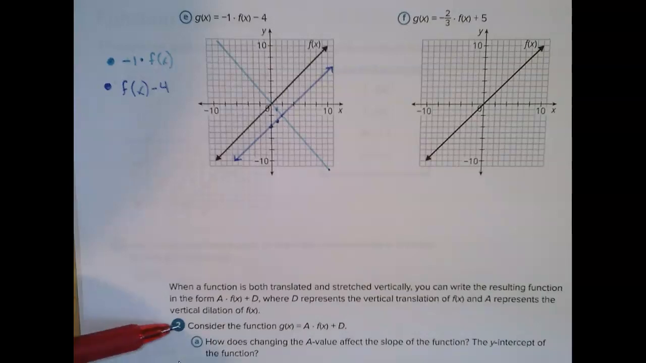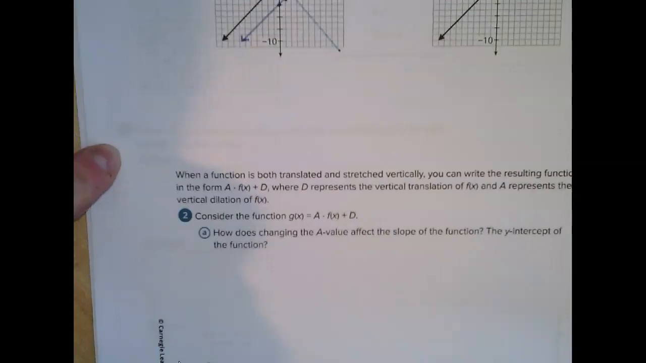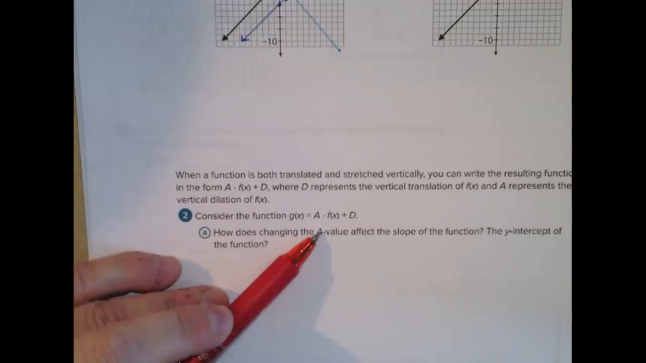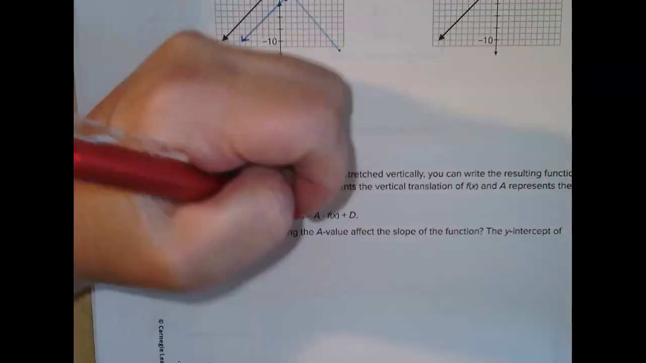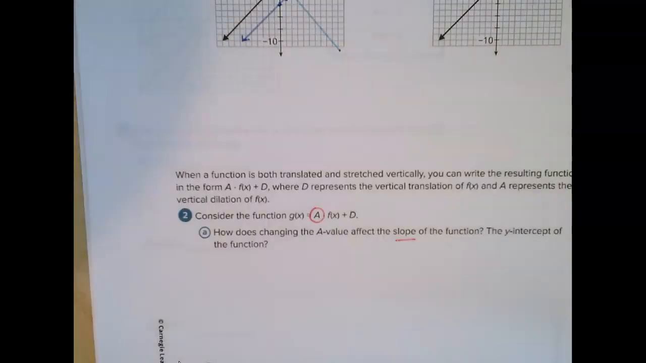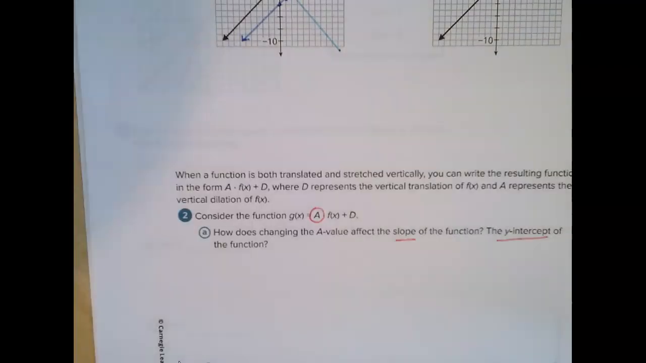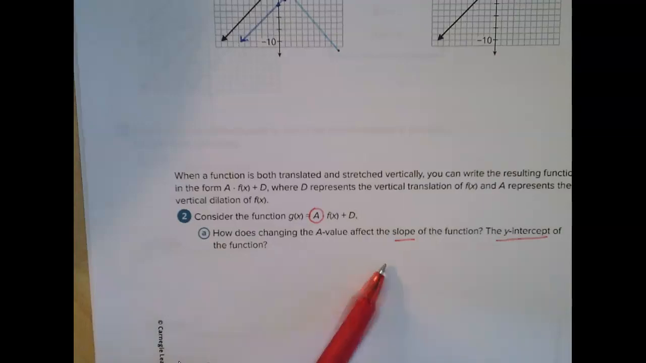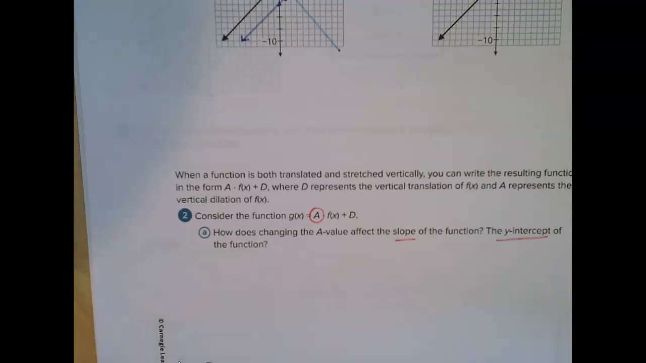For these two questions down at the bottom of the page, there's one question that asks, how does changing the a value, that's the amount that you're multiplying by, how does that affect the slope of the function? And how does that affect the y-intercept of the function? So to answer this question, you may want to look back at the graph.